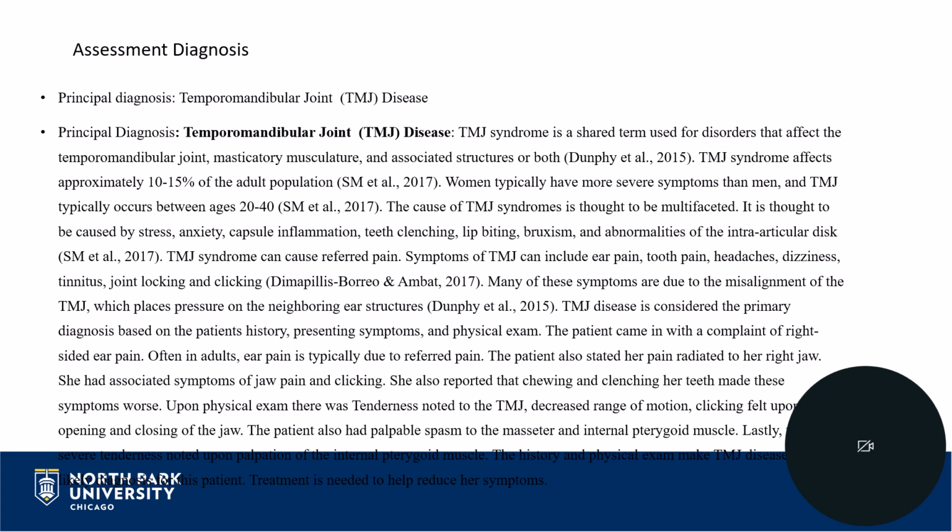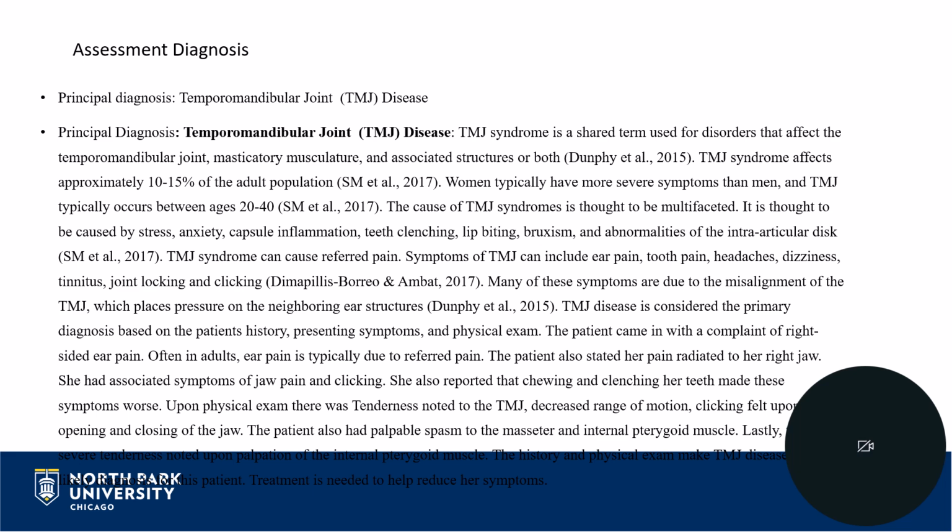Now here we go, our principal diagnosis. The principal diagnosis is the one that we think it is. So it's the number 1 on the top of our list. And so we believe that this is temporomandibular joint disease, or TMJ. And TMJ syndrome is a shared term used for disorders that affect the temporomandibular joint.